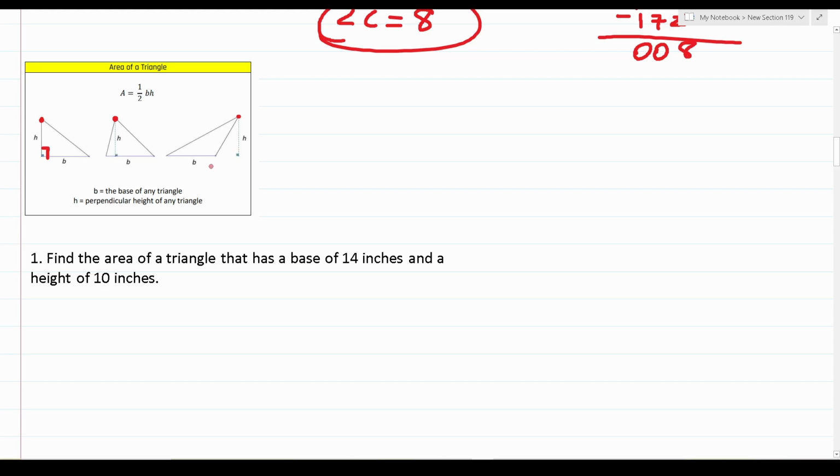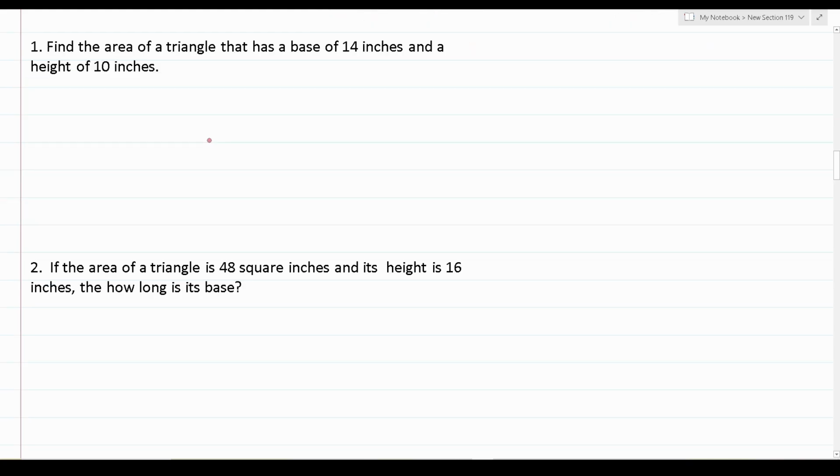So with those things in mind, let's take a look at a few practice problems here. Number 1 says, find the area of a triangle that has a base of 14 inches and a height of 10 inches. As we should know now, to calculate the area of a triangle, we're going to do area equals 1/2 base times height. And thankfully enough, this problem gave us both the base and height of this triangle. Notably, it told us B, or its base, is 14, and H, or its height, is 10. So all we have to do is plug those two values into this formula and simplify accordingly.